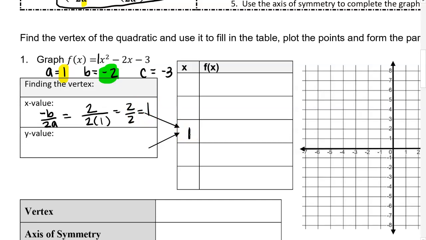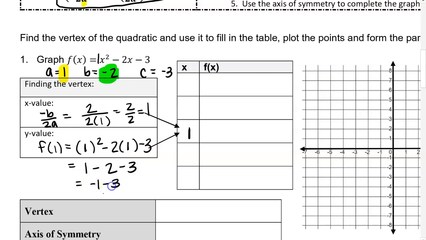Once I have the x value of my vertex, I can substitute that back in to my original function. So my original function, f of x, or we want f of 1, is x squared minus 2x minus 3. But anywhere we see an x, we are going to place 1, which was the x value of our vertex. So we get 1 minus 2 minus 3, or negative 1 minus 3, so negative 4. That means our vertex is 1, negative 4.